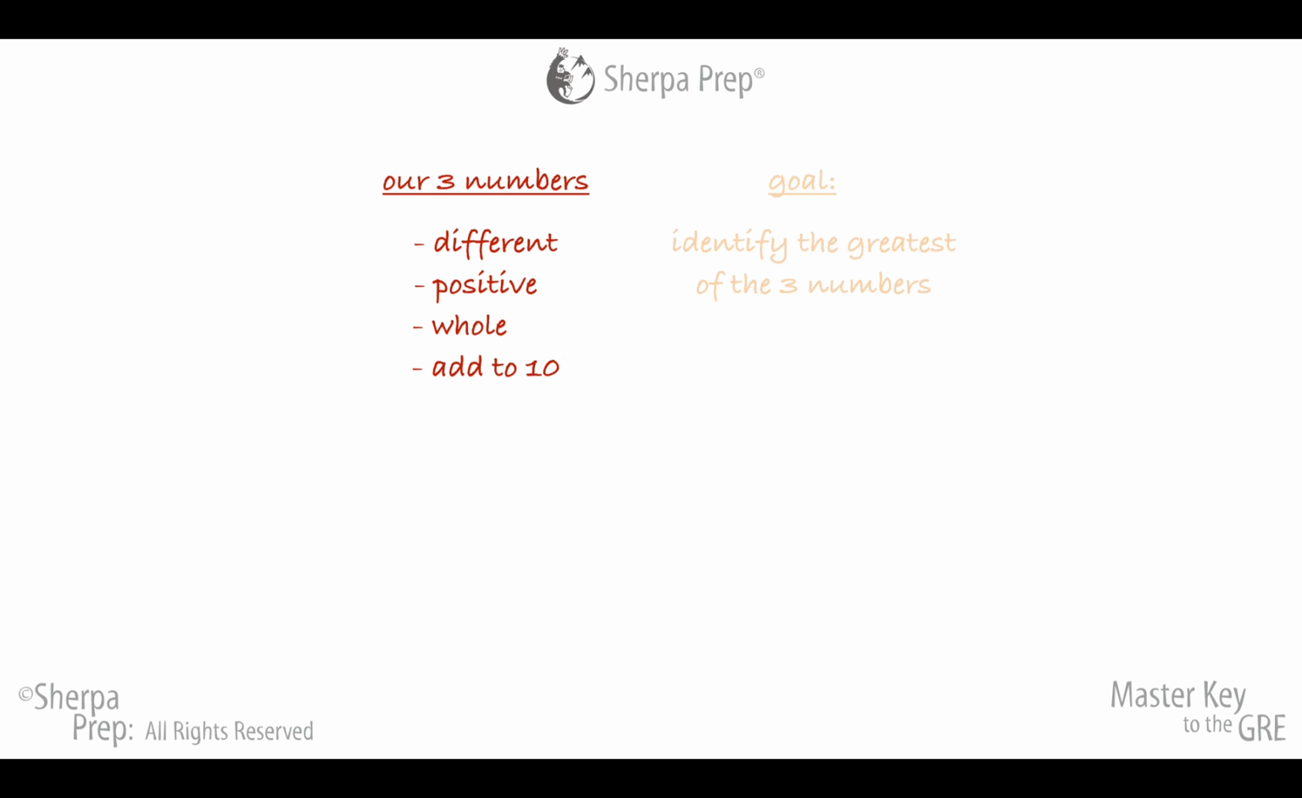To start, let's make sure we have our facts straight. We've got 3 different positive whole numbers, and they add to 10. And let's also make sure we understand what the question wants from us. Our goal here is to identify the value of the greatest integer in the list.